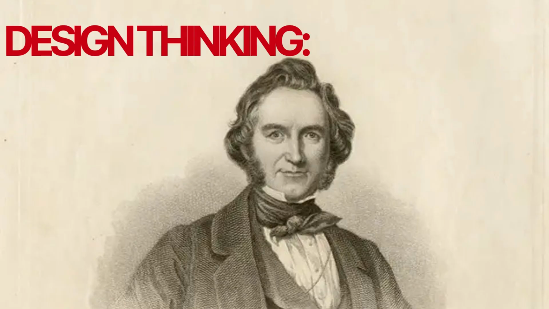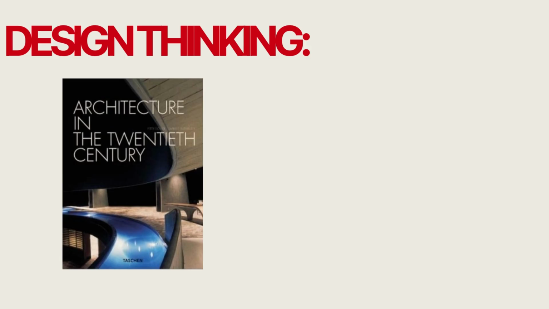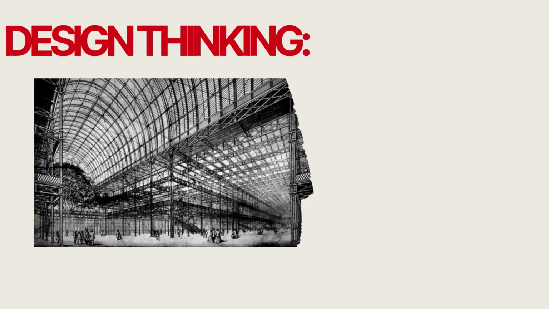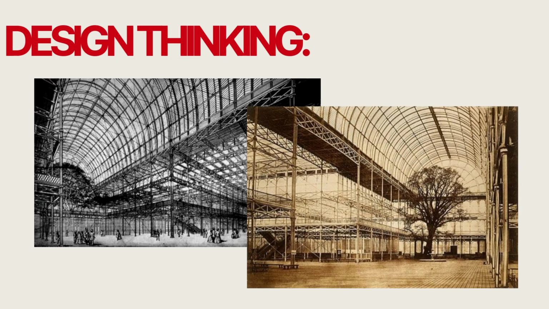In page 20 of the same book, Gossel mentions that he used a transparent glass skin to enclose a vast atmospheric interior that felt limitless, an unending perspective where all materiality dissolves. This highlights the sheer scale and transparency, which were astonishing for its time. It was a structure with an enclosing and vast space without the need for thick, load-bearing walls.